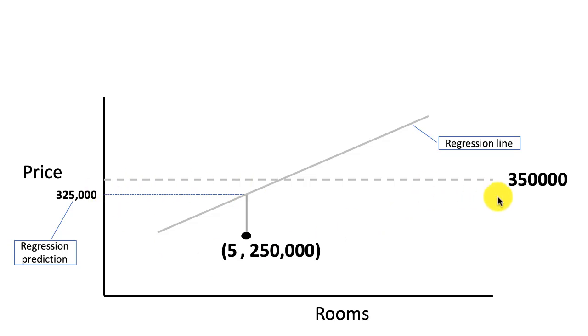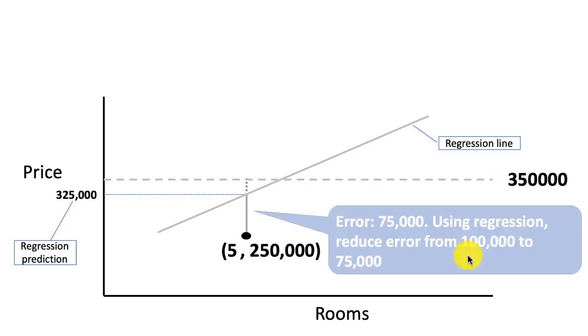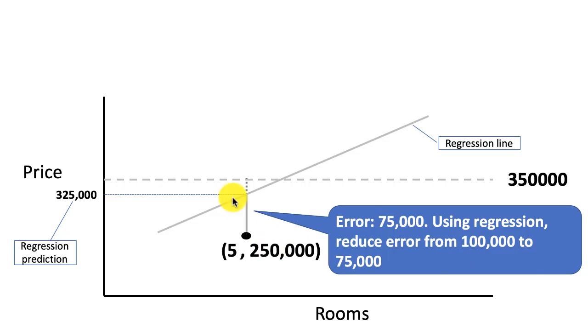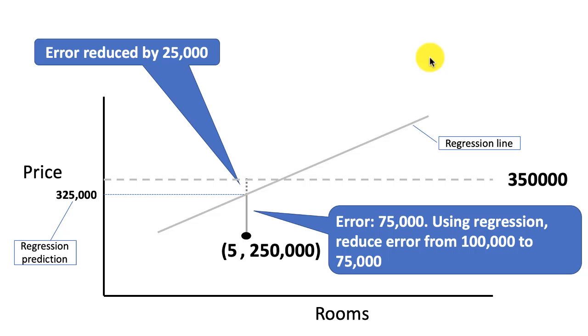Without the model, it would have been 350,000. So your error now is 75,000. So you reduce the error by 25,000. That's what the model helped you to do. Without the model, your error would have been 100,000. With the model, your error now is 75,000. So we reduced the error by 25,000. That's what the model did.